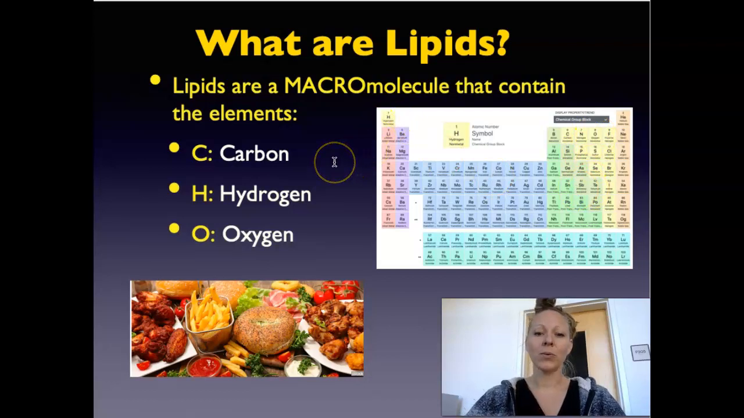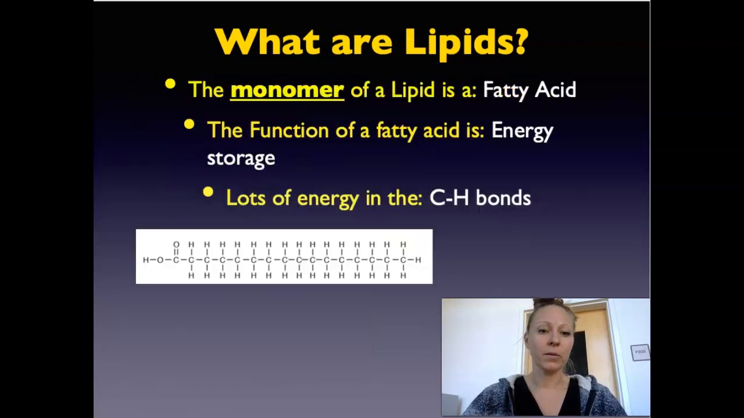And so remember that when we eat this food, these pieces are broken down, the energy is released, and they are converted into other molecules. And so the monomer of a lipid is a fatty acid. And so this is a fatty acid. It's a chain of carbons and hydrogens. There's an oxygen over here, but it's lots of carbons and hydrogens, chain of carbons and hydrogens.